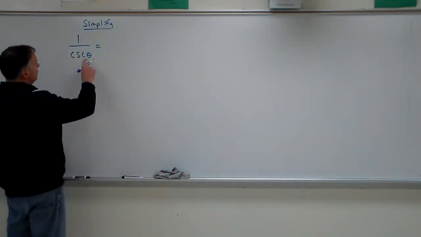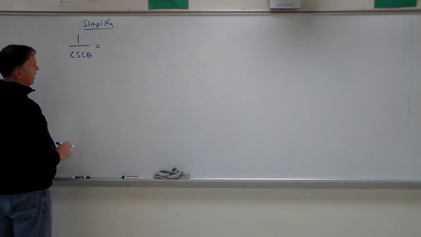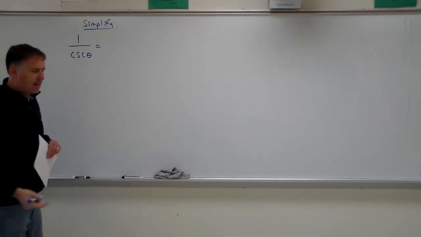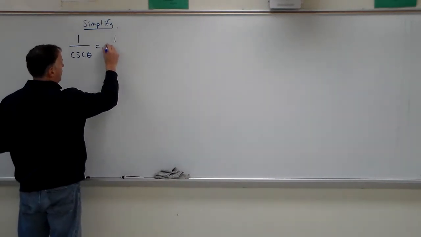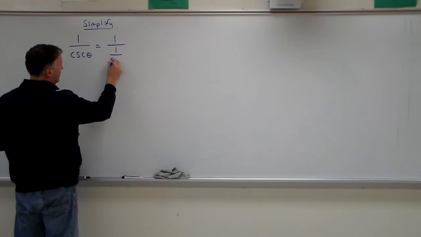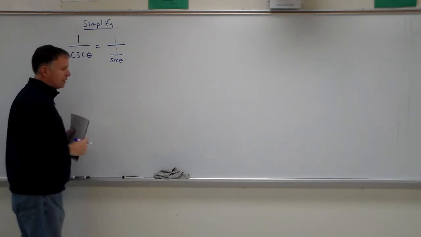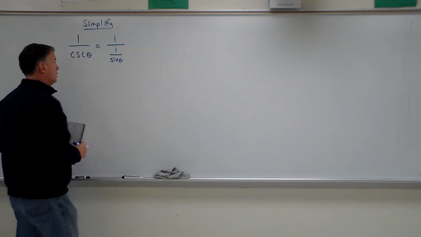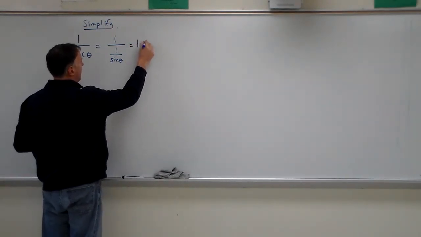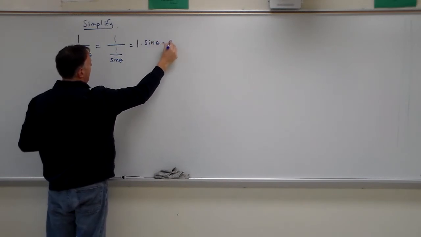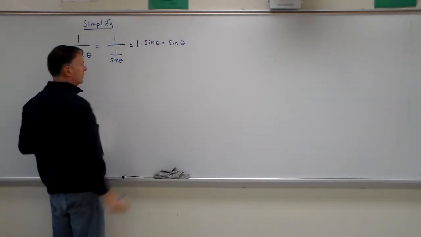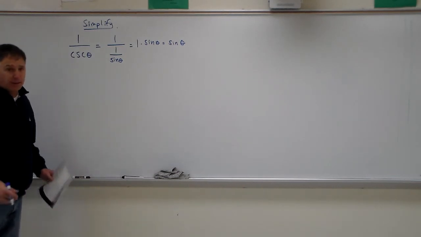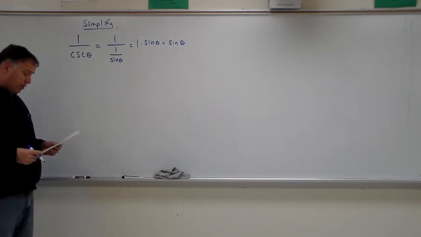So, if I had 1 over cosecant of theta, well, we have to know that cosecant is 1 over sine. So I could write that as 1 over 1 over sine of theta. Now, dividing is the same as multiplying by the reciprocal. So I could make this 1 times sine theta, and I get sine theta. And you say, well, how did you know to do that? Just fiddle with it. You just fiddle with it.